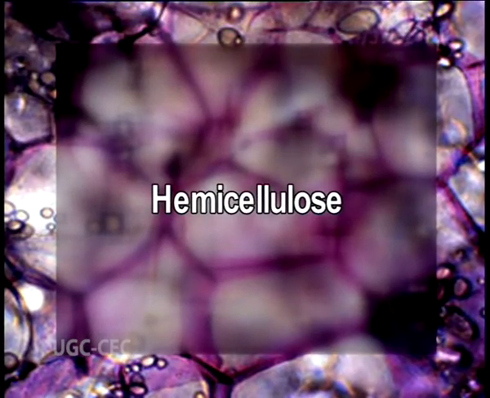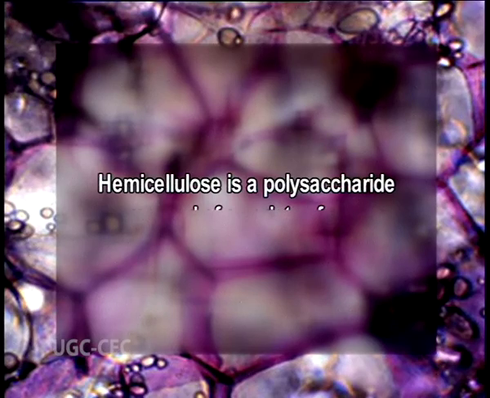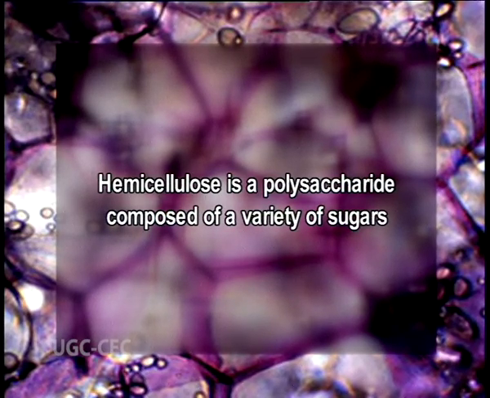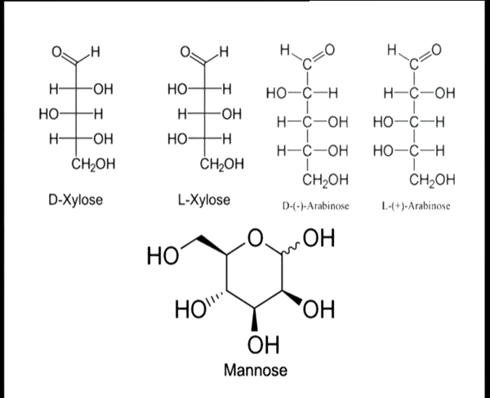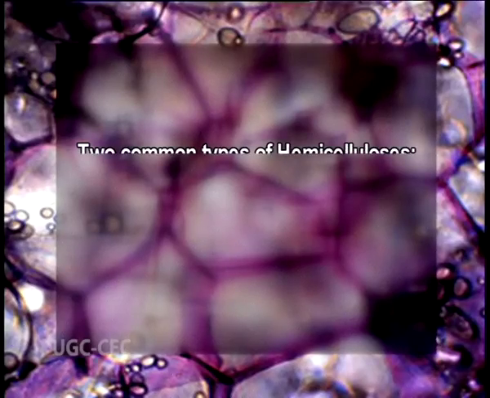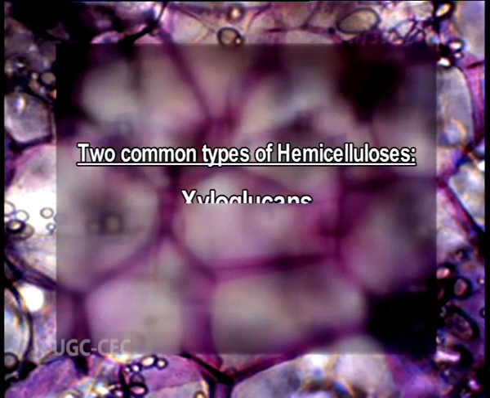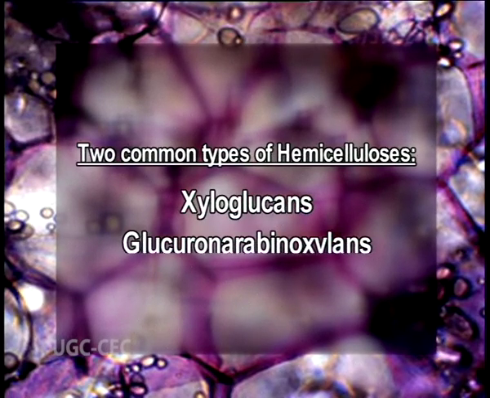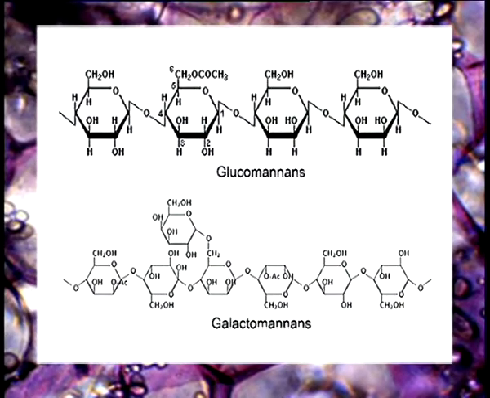Now, second, hemicellulose. Hemicellulose is a polysaccharide composed of a variety of sugars including xylose, arabinose, and mannose. They are characterized by being soluble in strong alkali. They are linear, flat, with a beta-1,4-glucan backbone and relatively short side chains. Two common types of hemicelluloses include xyloglucans and glucuronoarabinoxylans. Other less common ones include glucomannans, galactoglucomannans, and galactomannans.